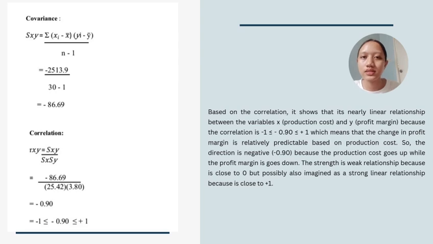So the direction is negative because we got the correlation of negative 0.90, and the strength is a weak relationship because it's close to zero, but possibly it can be imagined as a strong relationship because it goes toward negative 1.